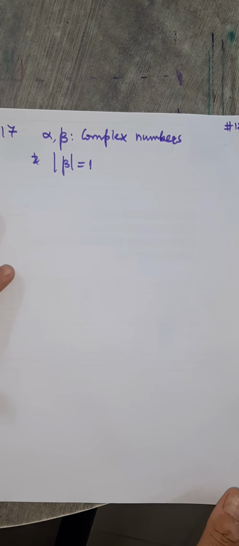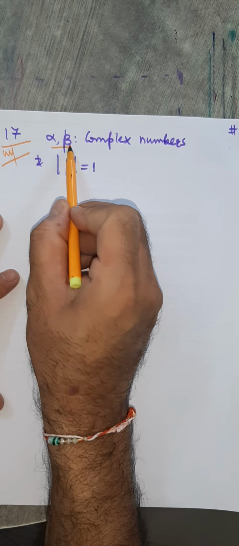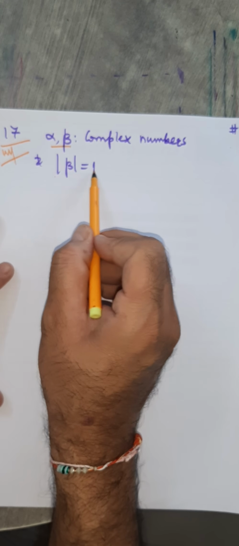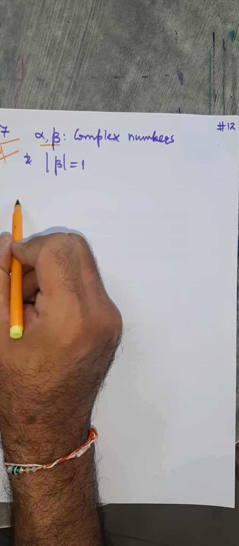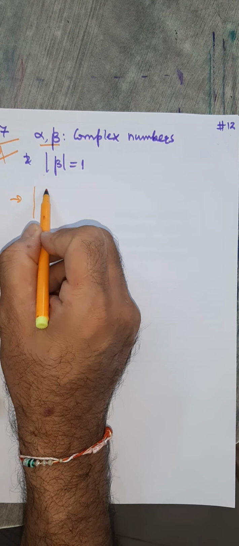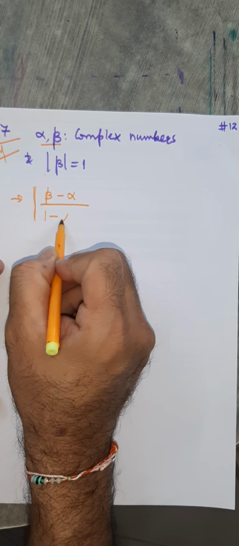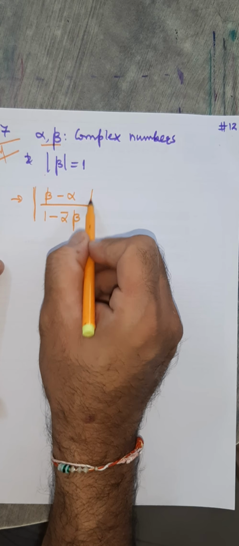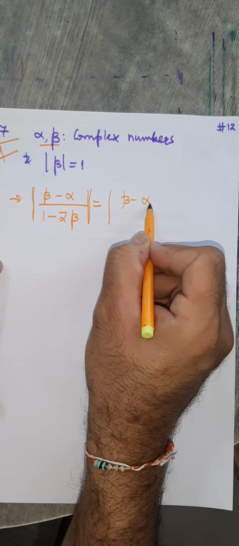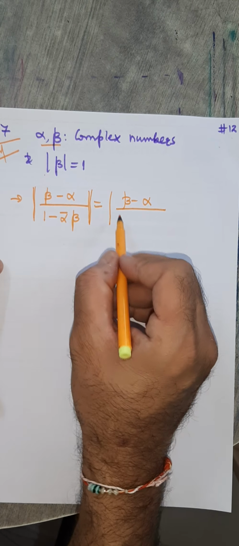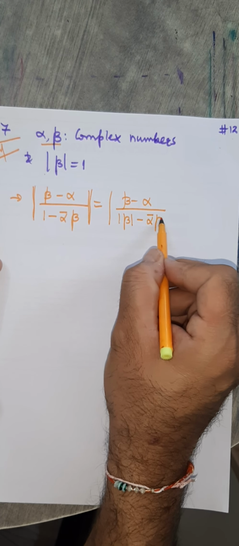The next question is question number 17 here. This is an important example. Let alpha and beta be two complex numbers with magnitude of beta equals to 1. The question is to get the value of this expression: (beta minus alpha) upon (1 minus alpha conjugate into beta). Now this is theoretical sum. We'll do like this. Instead of 1, I'll put the magnitude of beta. Minus, this is as it is.